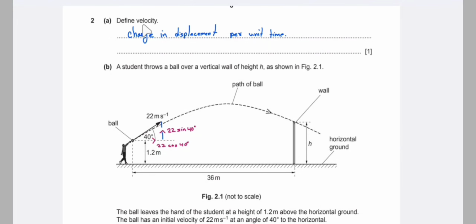Question number 2, part A. Define velocity. So, velocity is the change in displacement per unit time, or change in displacement divided by change in time.